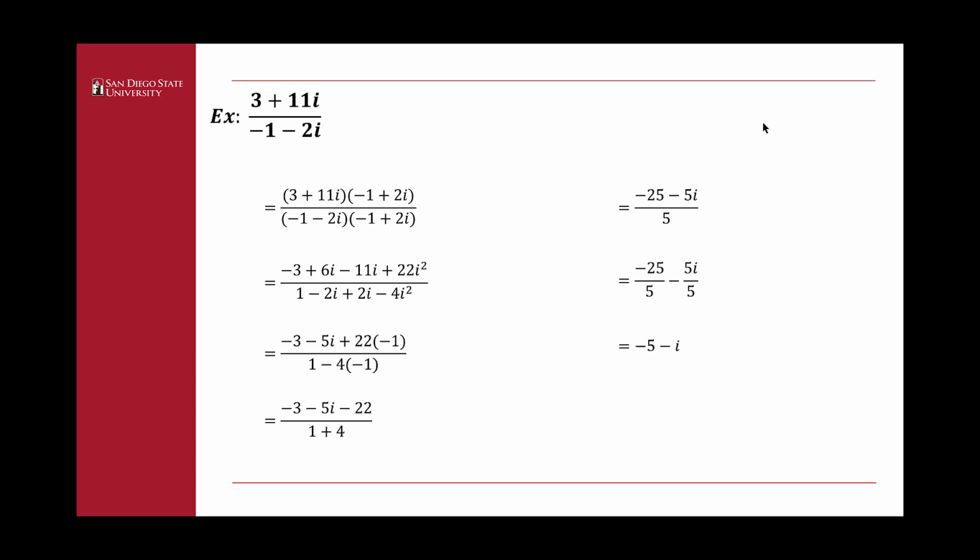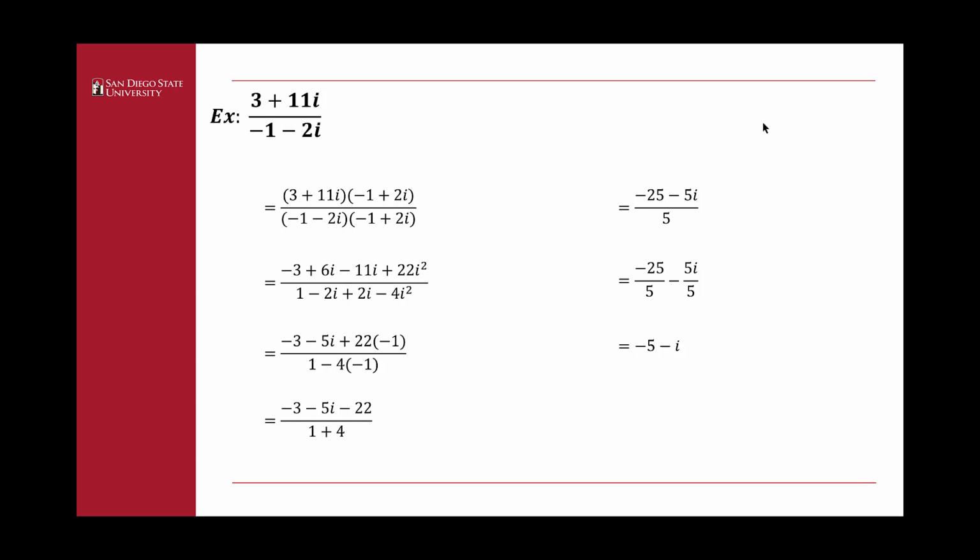Let's look at another example. 3 plus 11i over minus 1 minus 2i. Here the complex conjugate of the denominator is minus 1 plus 2i. So we will multiply both sides with minus 1 plus 2i. And we will get minus 3 plus 6i minus 11i plus 22i squared for the numerator, and 1 minus 2i plus 2i minus 4i squared for the denominator.